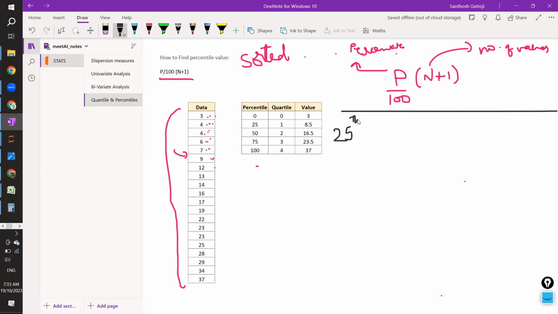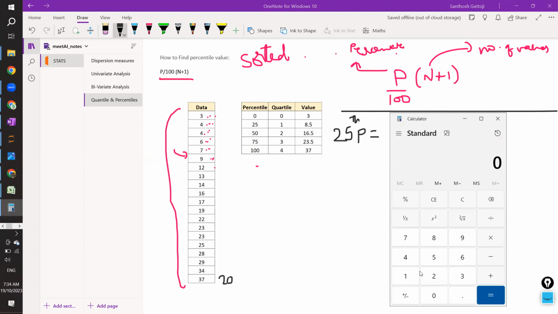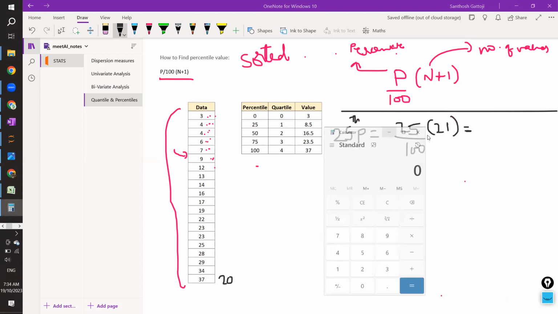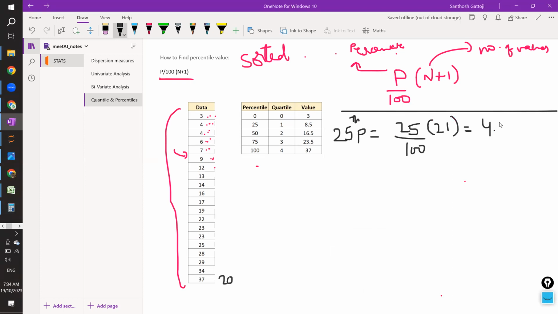If I want to calculate the 25th percentile, I should put the formula here: 25 by 100 into n plus 1. N is 20 numbers I'm having, so 20 plus 1, 21. Can someone quickly tell me this value, please? 25 into 21 by 100. 5.25. Okay, let me take 5.2.